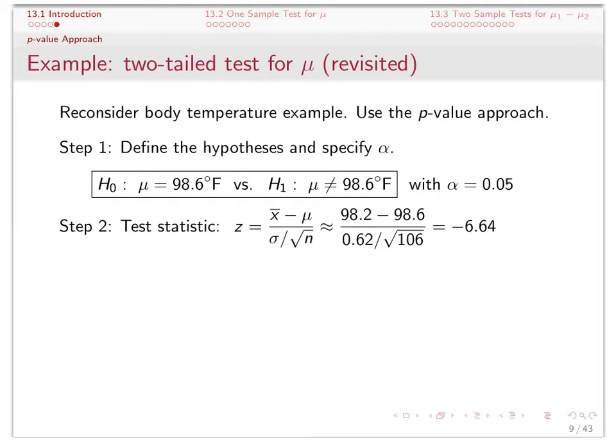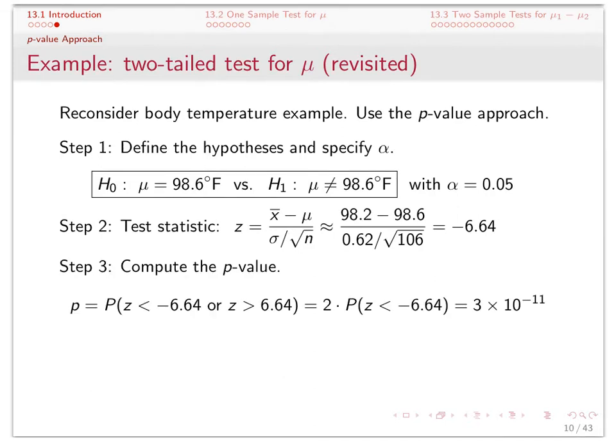If the probability of getting a sample mean of 98.2 degrees Fahrenheit or more extreme is large, then we may conclude that it is not significantly different from the suspected mean of 98.6 degrees Fahrenheit. So we'll start as we did before. We define the hypotheses and specify alpha. From before, the null hypothesis states that the mean body temperature is equal to 98.6 degrees Fahrenheit versus the alternative that the mean body temperature differs from 98.6 degrees Fahrenheit. And again, alpha is equal to 0.05. Then, when we compute our test statistic, we proceed as before, again getting a test statistic equal to negative 6.64.